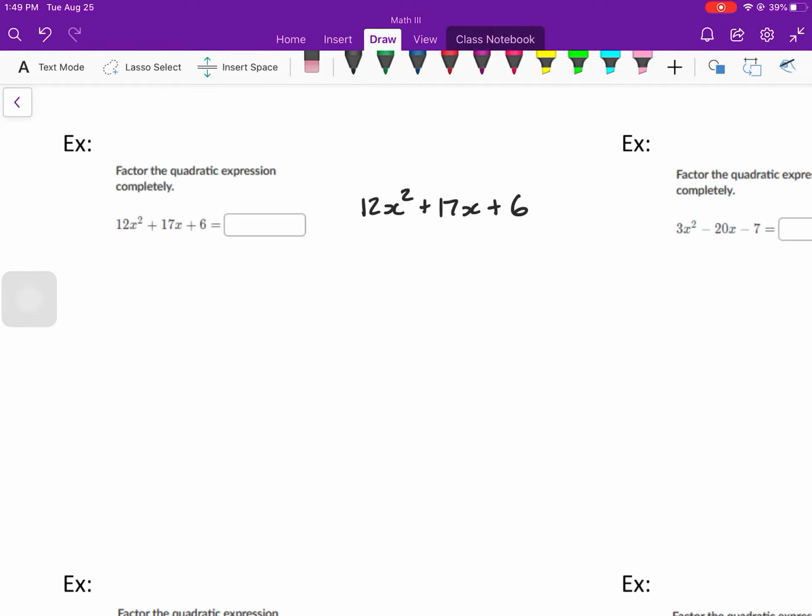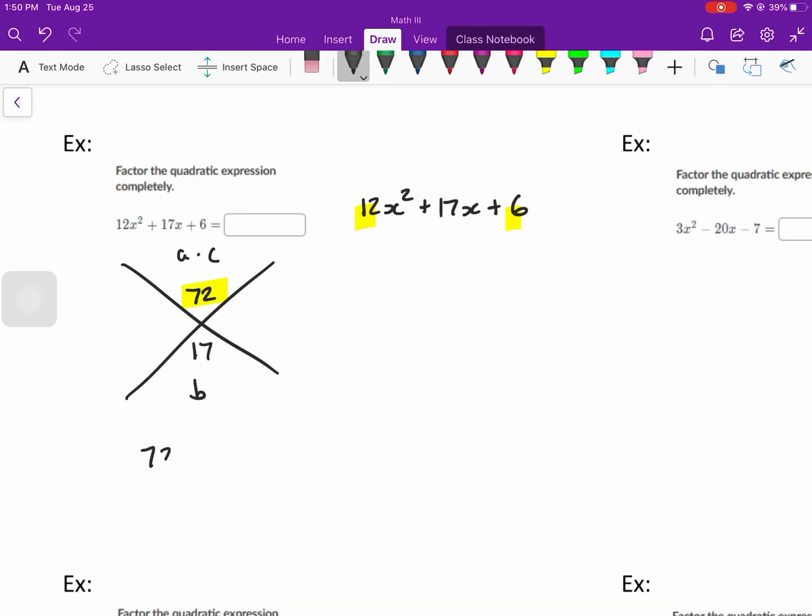So in the diamond method, and I know you guys have seen this before, we're going to put A times C in the top and B in the bottom. So what do I mean by that? I'm going to do 12 times 6 in the top. 12 times 6 is 72. And then 17 down here.